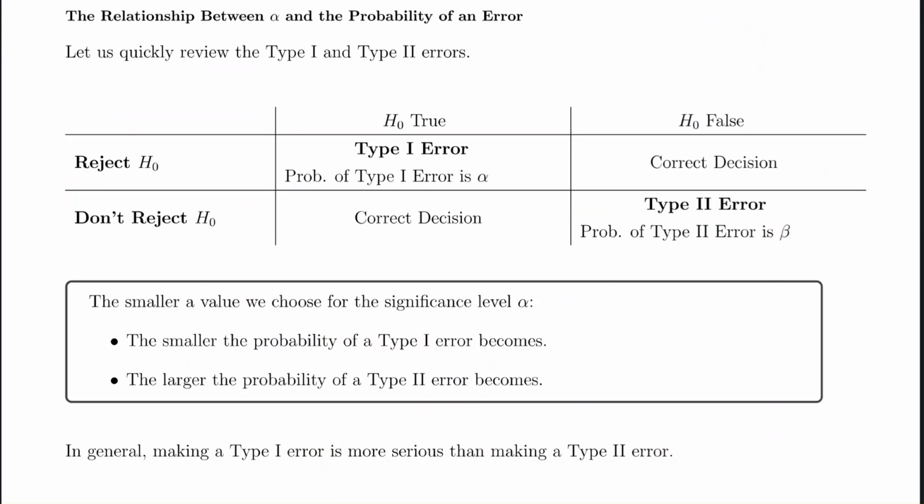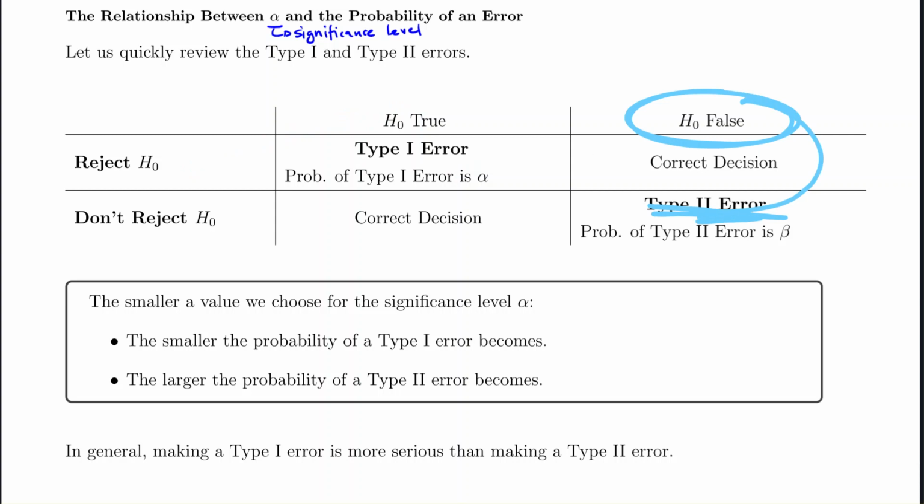Now, our alpha was our significance level. So keep in mind this alpha here is the significance level. And we want to quickly describe the relationship between our value of alpha and the probability of a type 1 or a type 2 error. Now, we've seen this chart before, right? We know that if our H naught is actually true, but we end up rejecting H naught, that's a type 1 error. If instead H naught was actually false, but we don't reject it, that's a type 2 error.